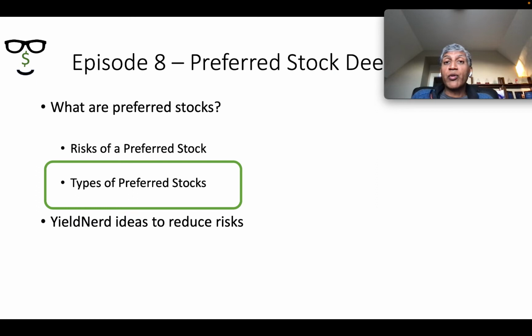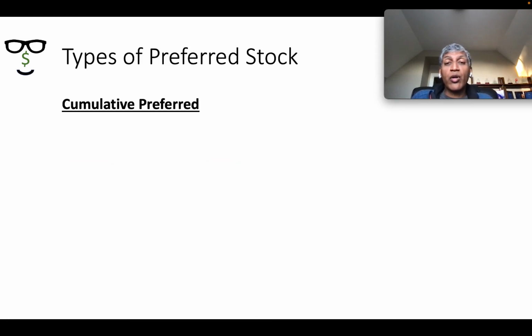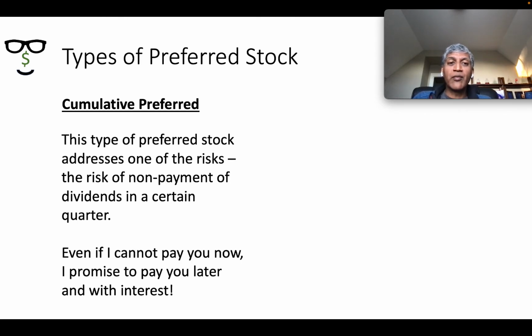Now that we have talked about the risks of preferred stocks, let's talk about the types of preferred stock, and there are many different types. The very first one we're going to call the cumulative preferred stock, and here is what it simply means. It says, hey, I may miss a payment here or a payment there, but I'm going to be good to you. If I miss a payment, I will come back at a later date before the maturity of the preferred and pay the missing payment plus the future payment plus an interest.